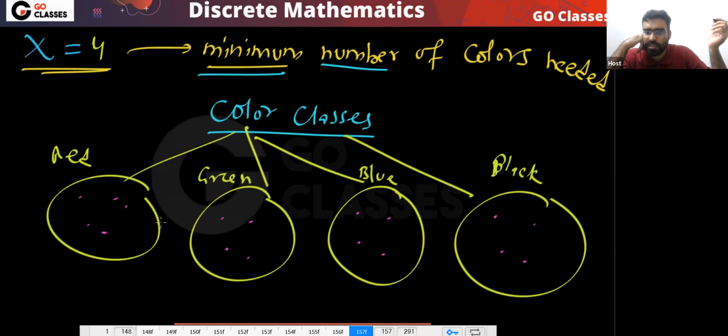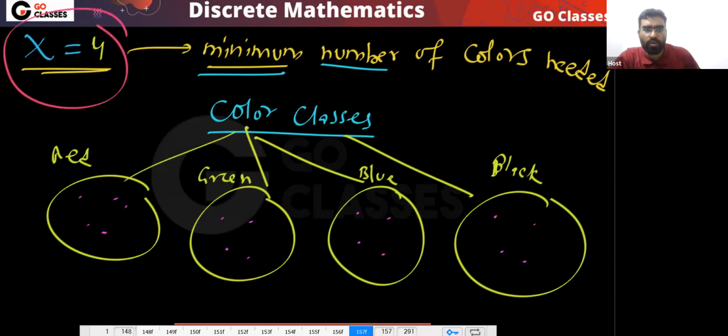Is it possible there is no edge? Why? What will happen if there is no edge? If there is no edge, then what will be the contradiction? The contradiction will be this, because chromatic number is 4. If chromatic number is 4, this is the minimum number of colors needed.